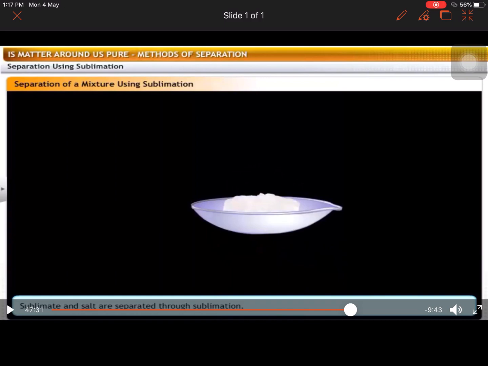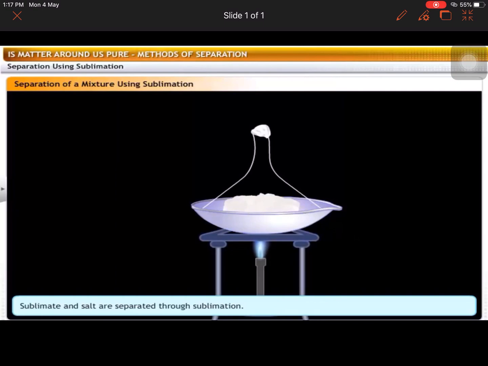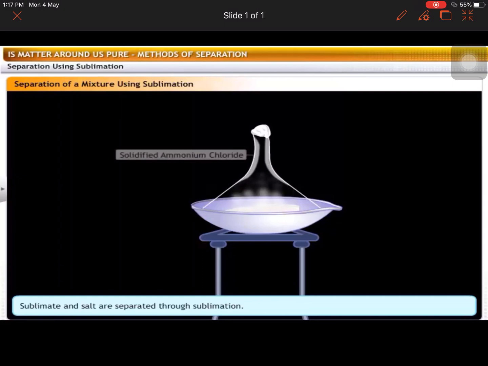Of course, that is sublimation. To separate salt and a sublimable solid such as ammonium chloride, you can use the process of sublimation. Take the mixture in a china dish and cover it with an inverted funnel fitted with a cotton plug. Heat the mixture. In a short while, you will see vapors of ammonium chloride. Stop heating and allow the setup to cool. You will see a fine white powdery deposit on the sides of the funnel. This is solidified ammonium chloride.